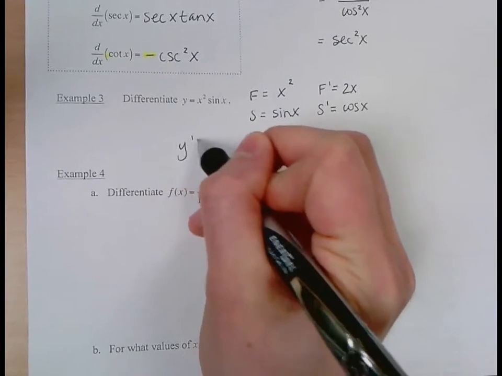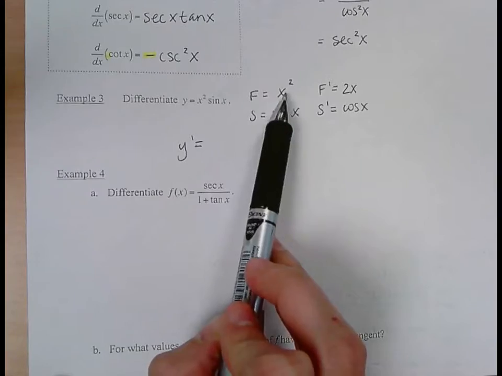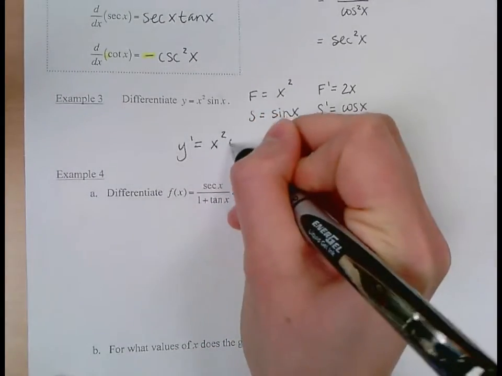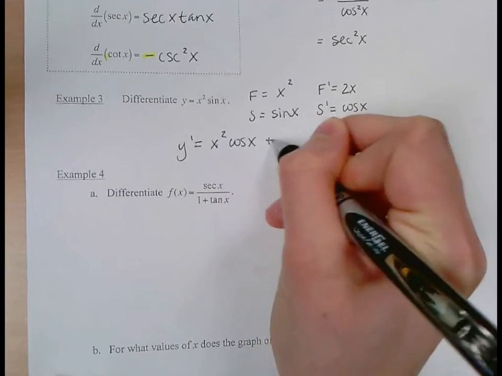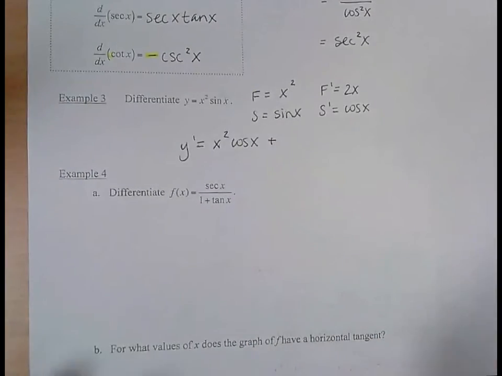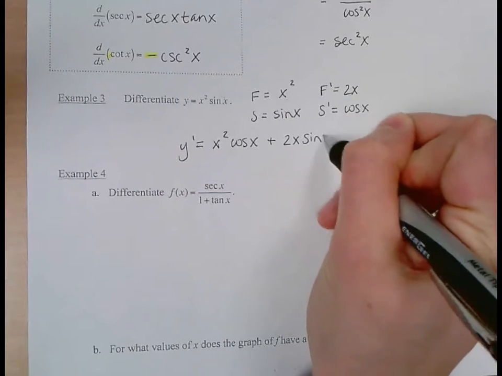So then y prime will be first times derivative of the second, so x squared times cosine of x, plus, so with the product rule you add the terms, so really it doesn't matter which order you have the terms with product rule because they're being added, but second times first prime would be 2x times sine of x.